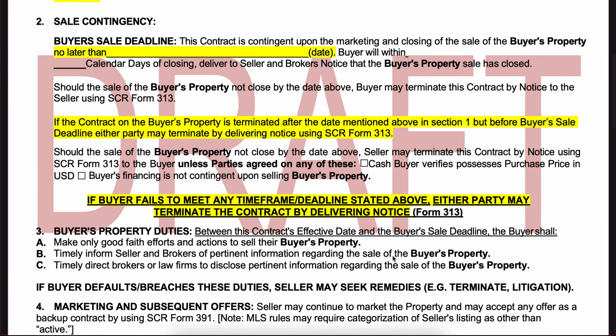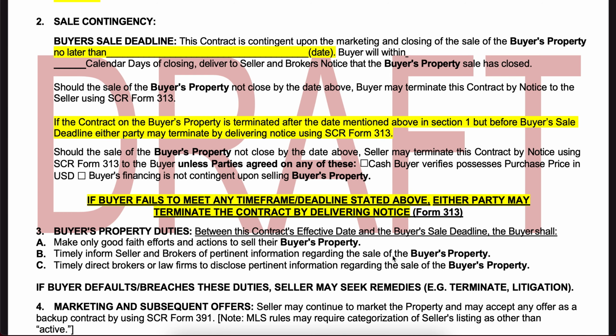Then we go to the second section. This is where the buyer sale deadline is. So this says that this contract, meaning the contract for the new house, is contingent on the marketing and closing of the sale of buyer's property, so the buyer's current home, no later than a certain date. And then within so many days of the closing, the seller and broker will be notified that the property is actually closed. If the buyer does not close by this date, then the buyer can terminate the contract by delivering notice using Form 313.